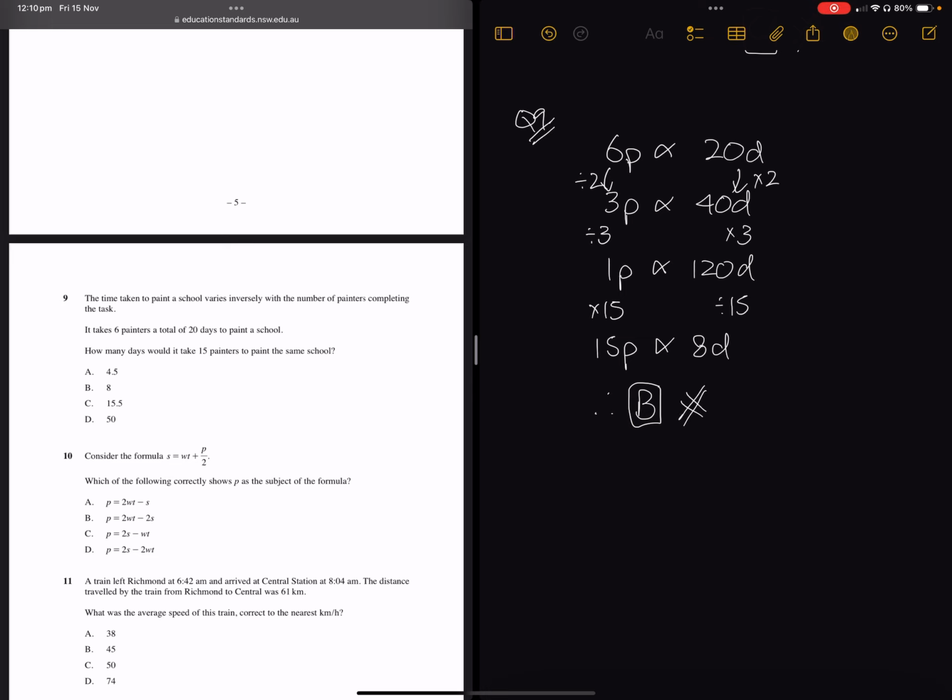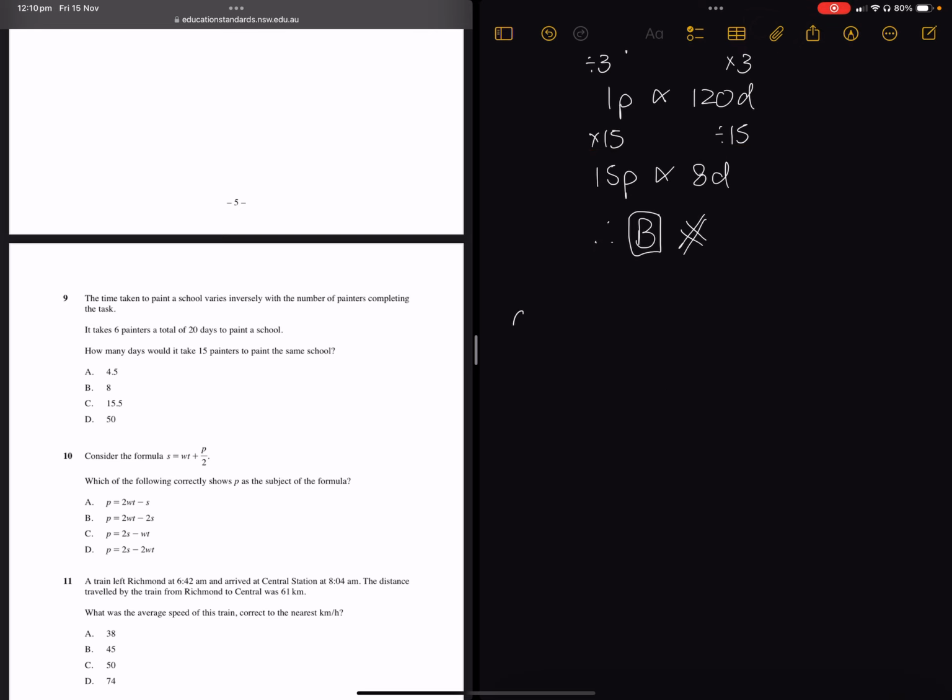The method I've used here looks a little bit complicated because you're simplifying it down to how much time one painter would take. But if you got a much more complicated version of this same question, you might have to do this. So you could do this an easier way in this case because the question is quite simple. But for a much harder proportionality question, it might be more difficult if you don't do it with a more complicated form like this.